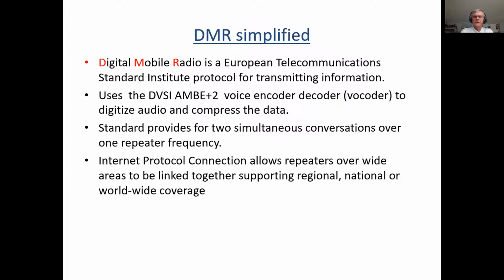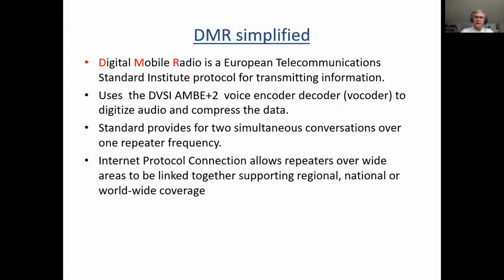So what is DMR? Well, obviously it's an acronym like everybody else, Digital Mobile Radio, and it's a European standard protocol for transmitting information. Okay, well, what does that mean? In our case, we're using the Tier 2 standard, which is a 12.5 kilohertz FM modulated carrier that contains two data channels. DMR uses a digital voice systems AMBE+2 vocoder that will compress the data of the audio coming in and digitize it, and on the reverse side, decompress it and turn it back into audio.